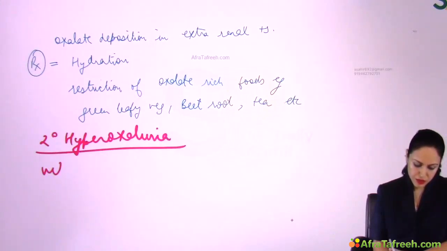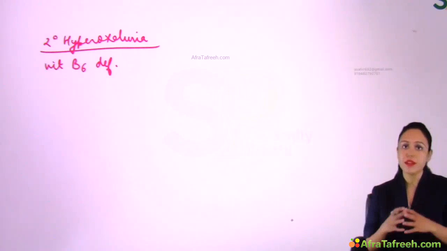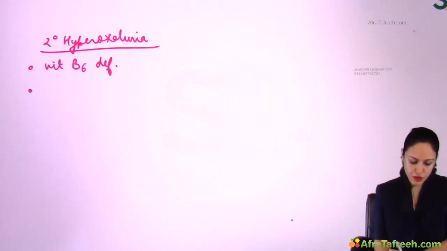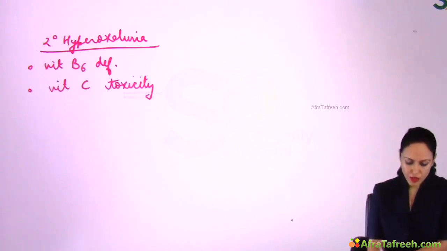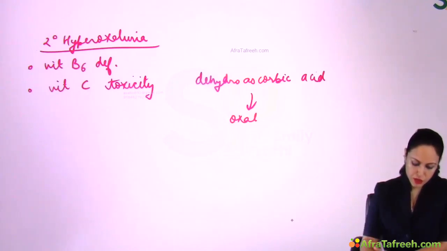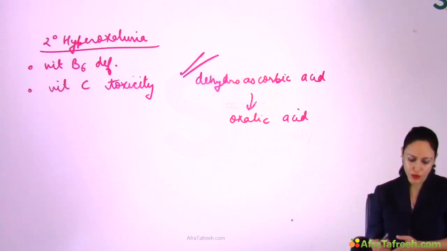Here vitamin B6 deficiency. In the deficiency of vitamin B6, glycine metabolism will not occur and excess of glycine will be forming excess of oxalate. So vitamin B6 deficiency is one reason. Vitamin C toxicity is another reason. How is vitamin C toxicity leading to hyperoxaluria? You know, vitamin C is ascorbic acid. In the metabolism of ascorbic acid, dehydroascorbic acid is formed, and dehydroascorbic acid is converted to oxalic acid. If excess of vitamin C, then excess of oxalic acid will be formed, leading to secondary hyperoxaluria.